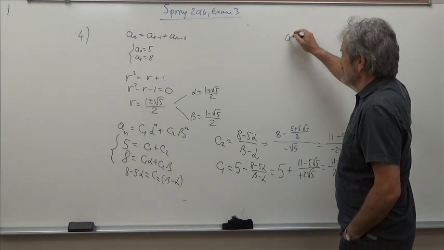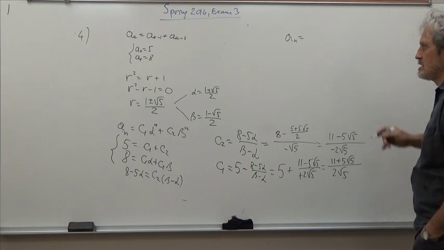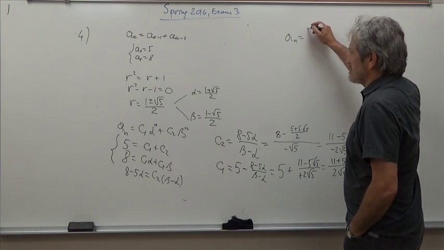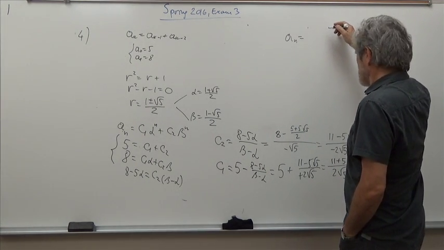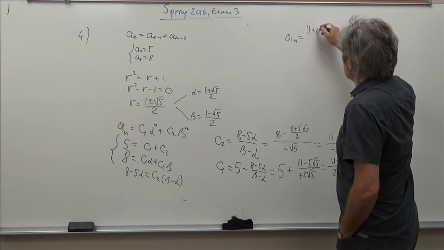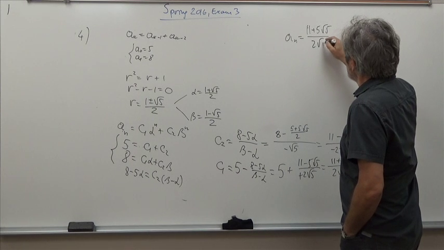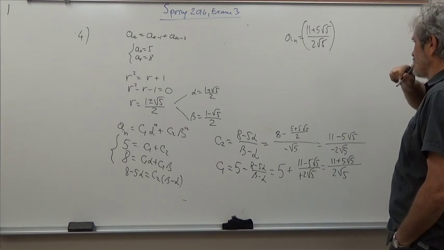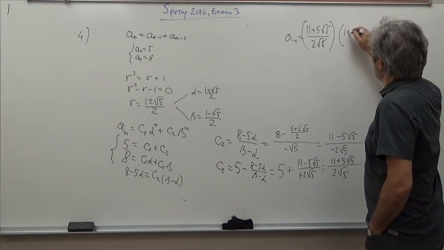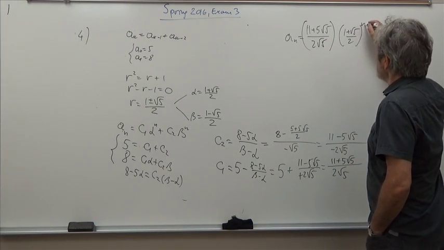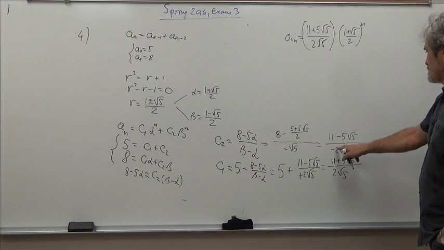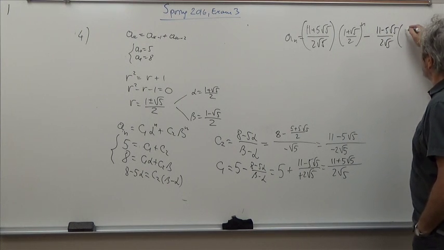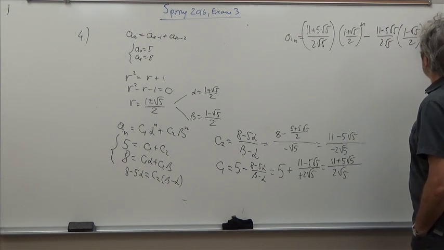So our solution will be A_n equals C1, which is 11. So A_n is C1, which is 11 plus 5 root 5 over 2 root 5, times alpha to the n, times (1 plus root 5 over 2) to the n. And then C2, as I said, I'll pull out that minus: 11 minus 5 root 5 over 2 root 5, (1 minus root 5) to the n.